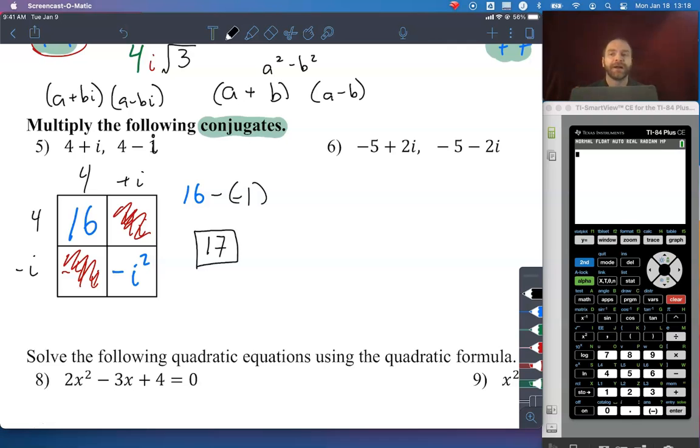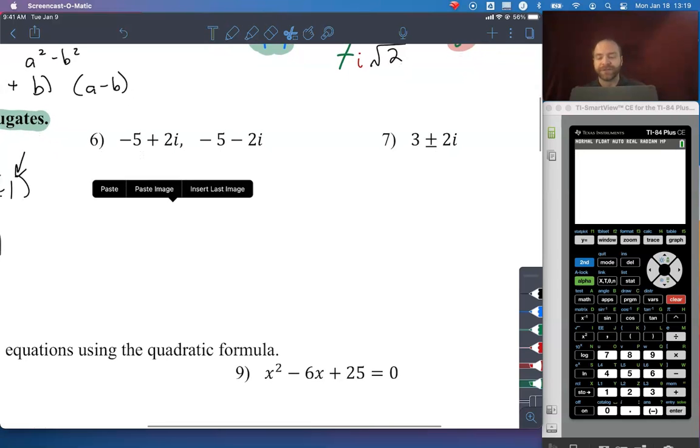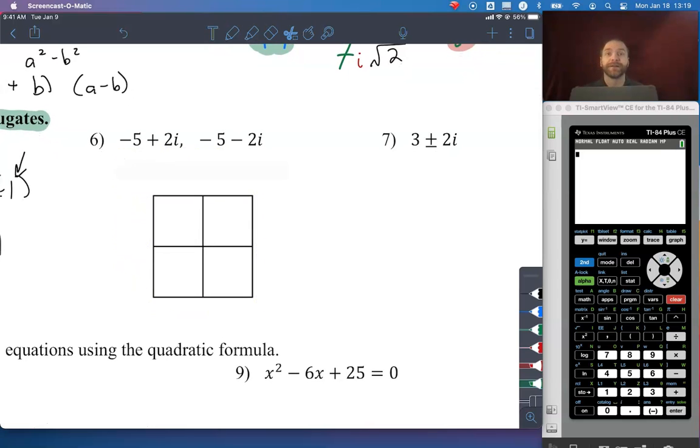And if you look at that area model we did for number 5, you could see I really took my a, 4, I squared it. I took my b, i, I squared it, which gives me the -1, and I subtracted them. So your difference of squares is conjugates. Alright, so let's try this one. And we'll see what keeps happening every time I multiply an expression by its conjugate, especially, let's say, a complex expression by its conjugate. So I'm going to do -5 plus 2i on the side, and I'll do -5 minus 2i on the top.